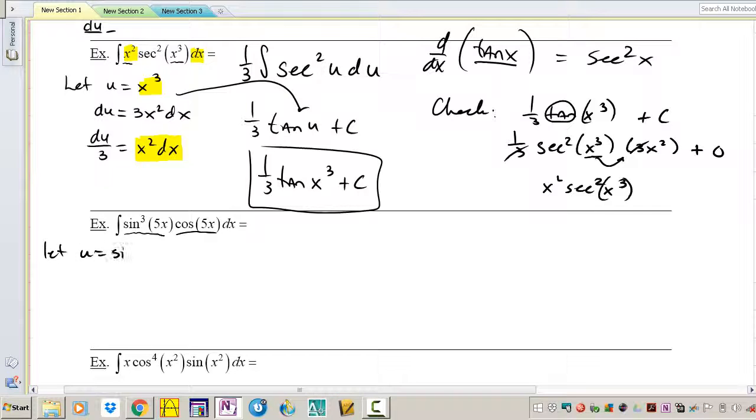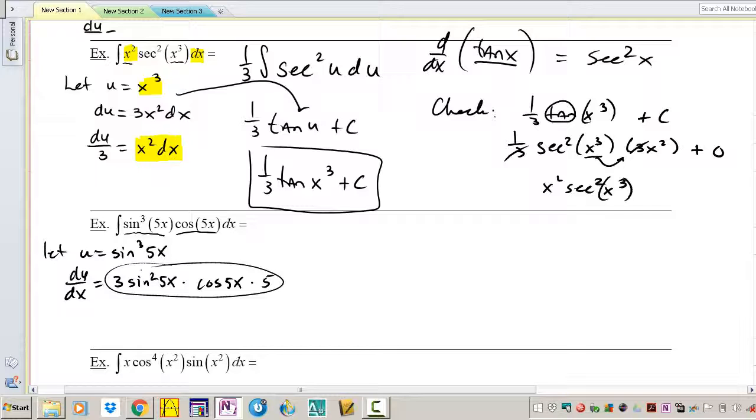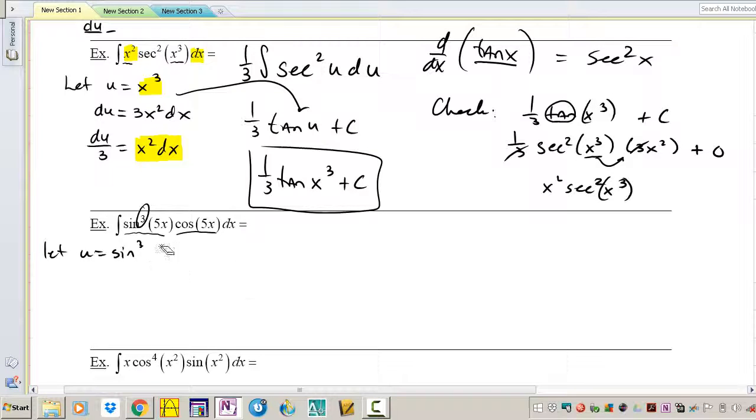Let u equal sine cube of 5x. The derivative of sine cube of 5x is 3 sine squared 5x, and then it's times cosine 5x times 5. I'm doing the chain rule. It's a triple chain rule. This is the peanut chain rule that we've discussed before. Now notice, I have way too much information here. I have a cube, here I have a squared. So no, this is not going to work out. Let's try the other part.